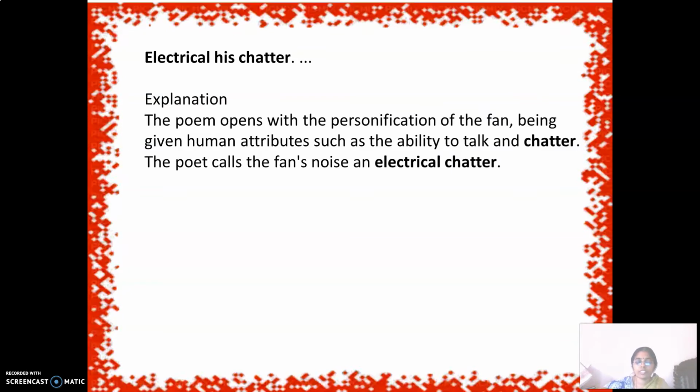At the end of this session, we will see about personification and some examples of personification. Right, dear? So, here the poem opens with the personification of a fan being given the human attribute such as the ability to talk and chatter. The poet calls the fan's noise an electrical chatter. Is it clear? Electrical chatter?